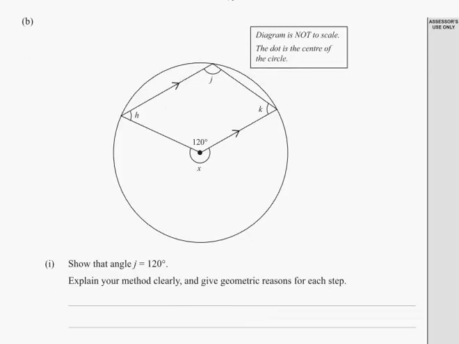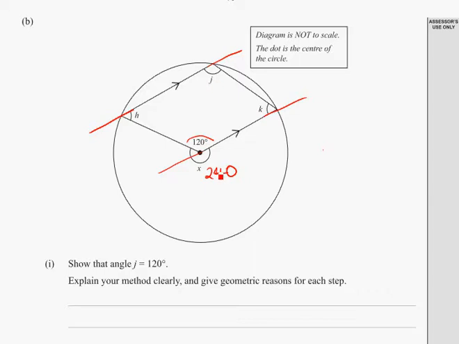Right, some circle geometry, but also with parallel lines through here as well. Show that angle J is 120. If this is 120 in here, then X is clearly 240.